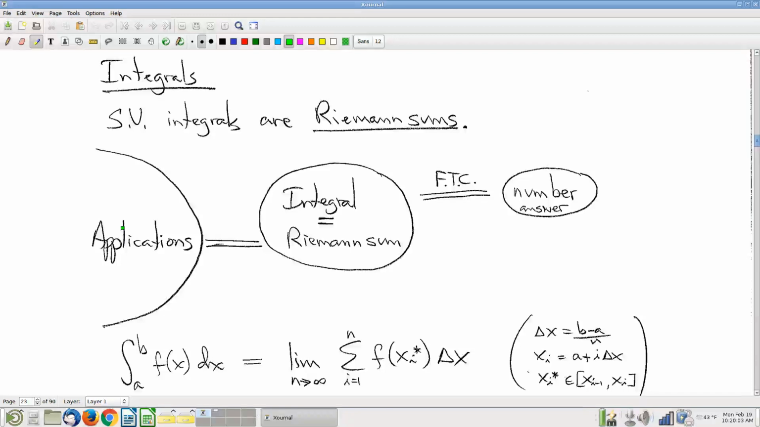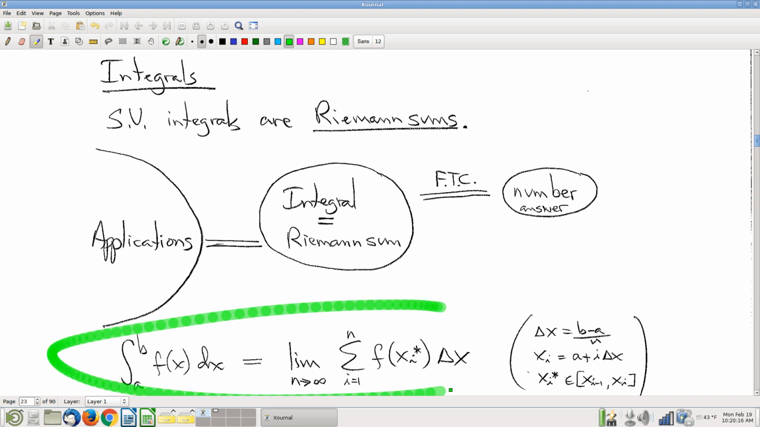Okay, so here's where we were last time. We were talking about integrals. We're going to generalize the idea of single variable integrals. The first thing we did is spend a little time talking about what single variable integrals are, and I think it's very important to note that they are Riemann sums, right?